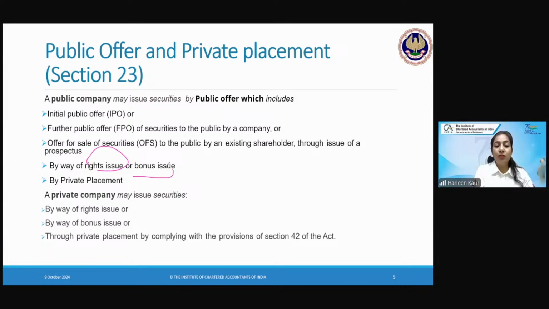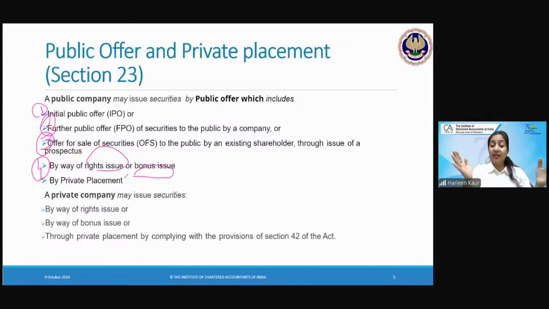Rights issue or bonus issue. So this is the first method, IPO. Then second is FPO. Third we have done is OFS. Fourth we are doing is rights issue or bonus issue. So these are your rights issue, meaning existing shareholders are given a chance to take the shares in the company.